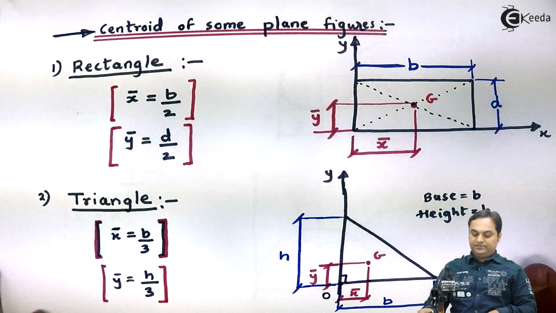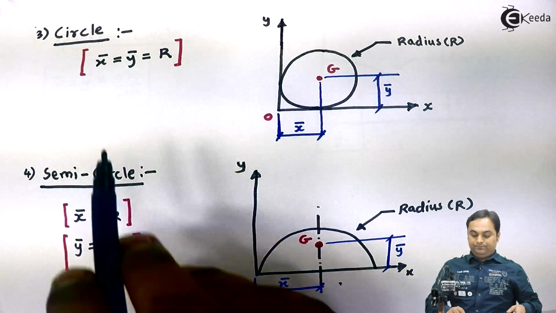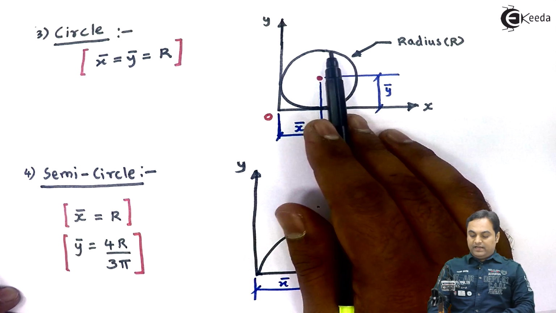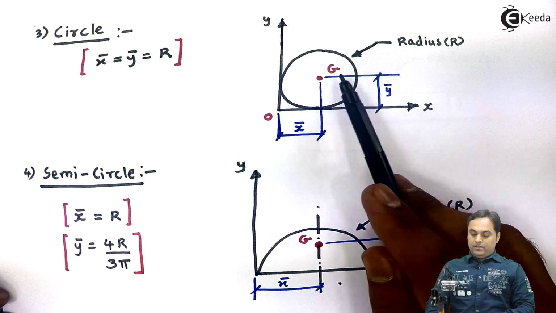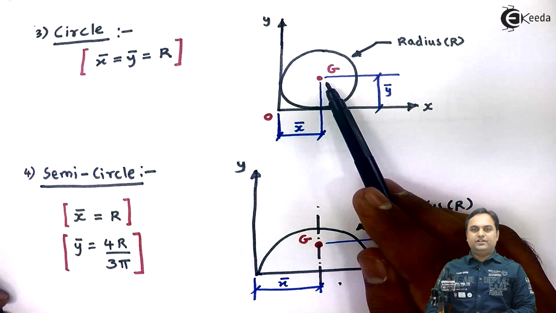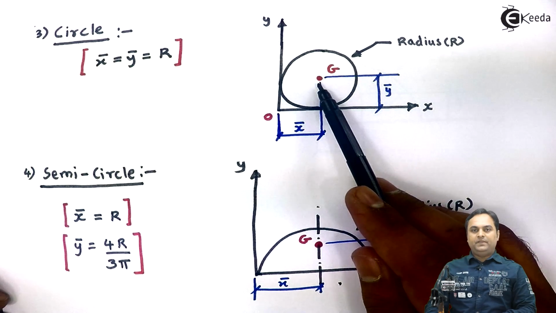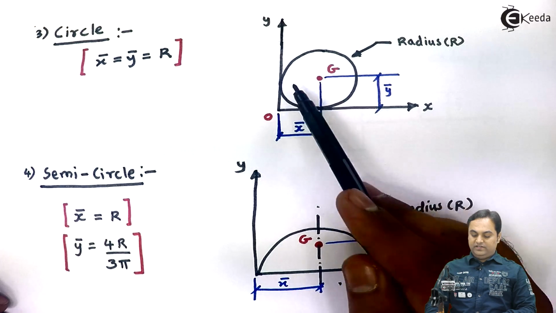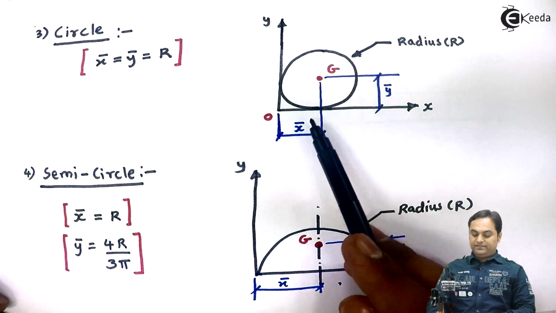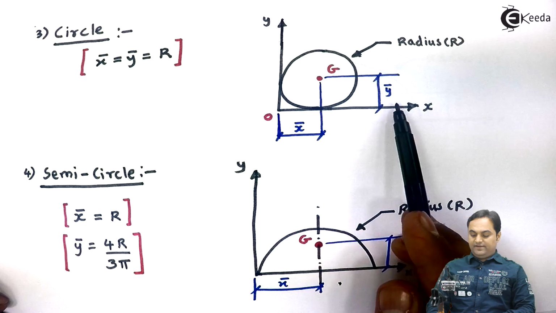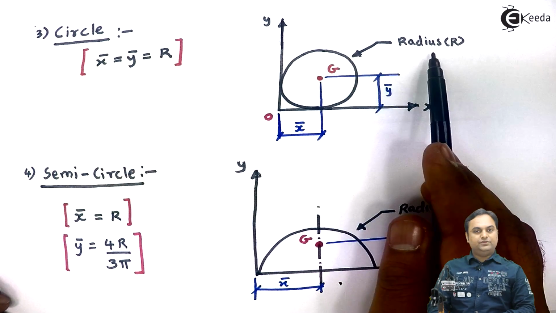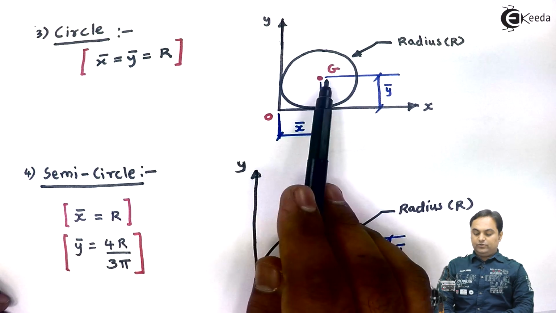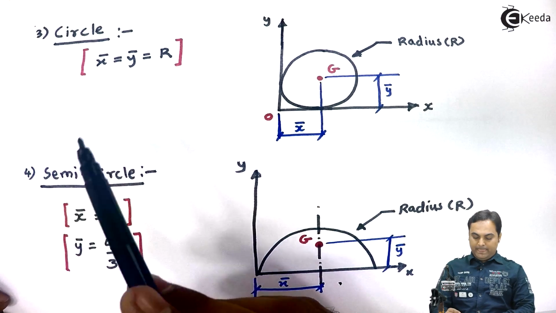The next figure is a circle. Here I am considering a circle having radius capital R. The centroid for the circle will be at the center, and if we are keeping this circle at the origin, in that case x bar and y bar, both the values would be the same and they would be equal to the radius of the circle. So this is the location of the centroid for a circle.